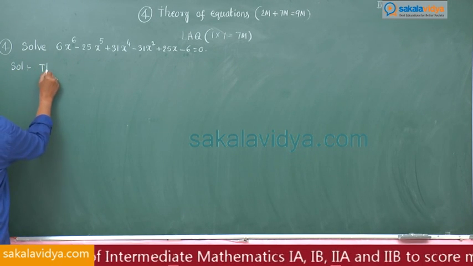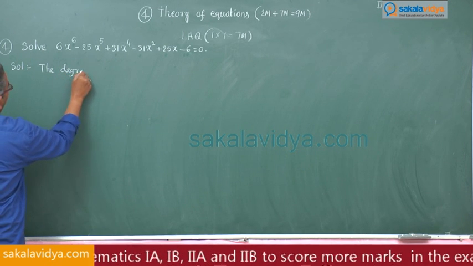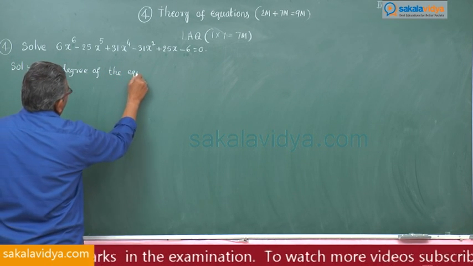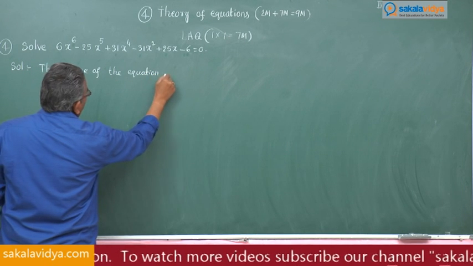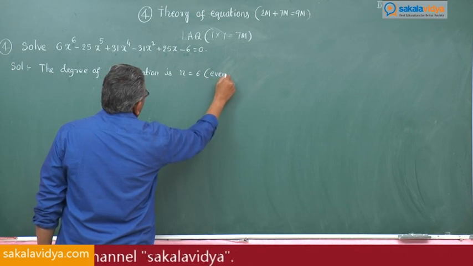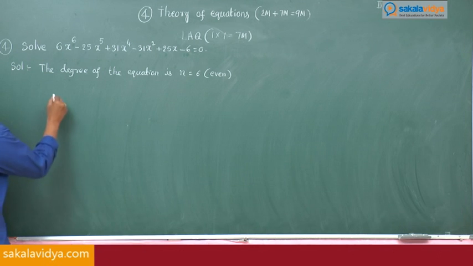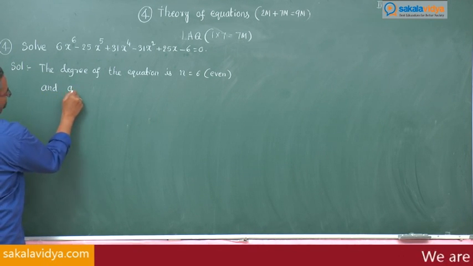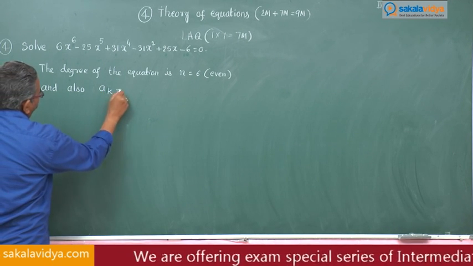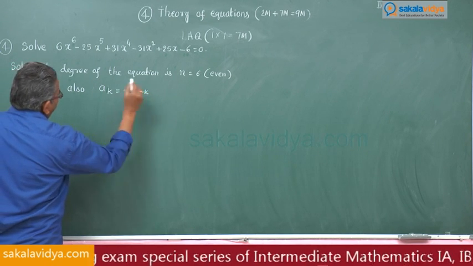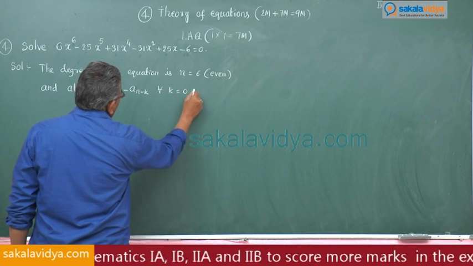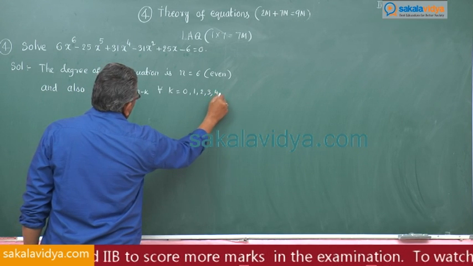the degree of the equation is n is equal to 6, even, and also we can verify a_k is equal to minus a_(n minus k) for every k is equal to 0, 1, 2, 3, 4, 5, 6.